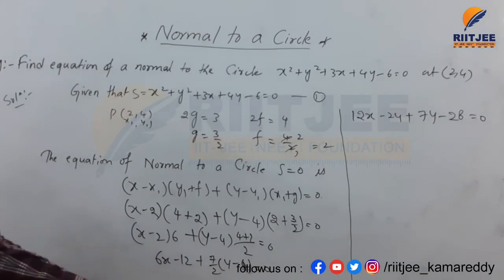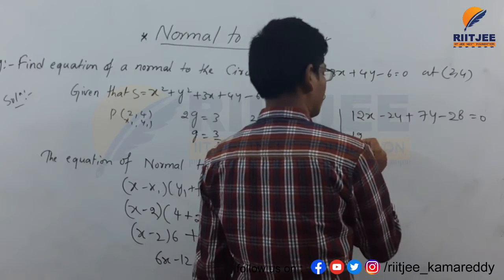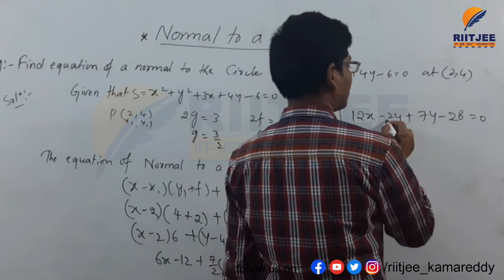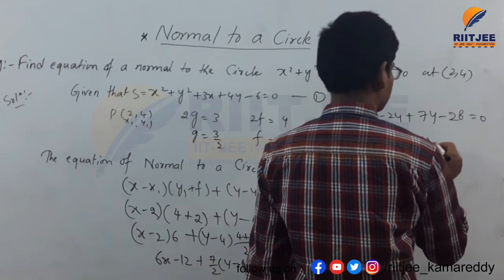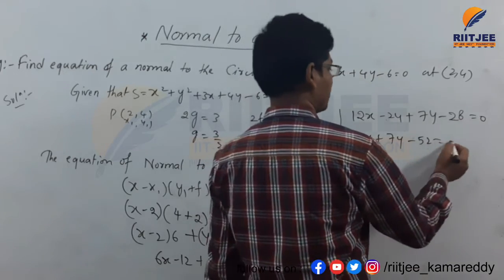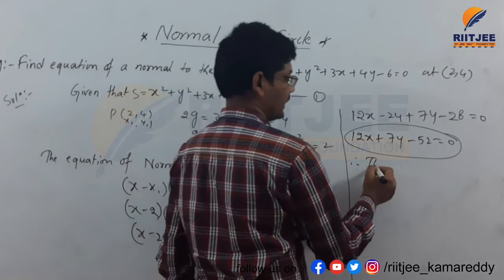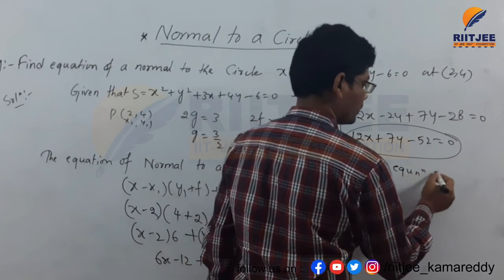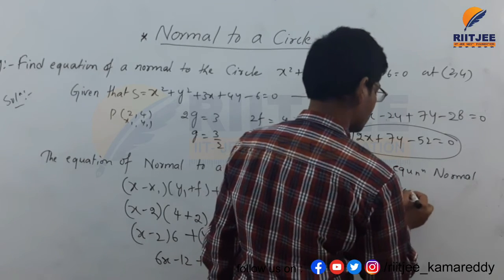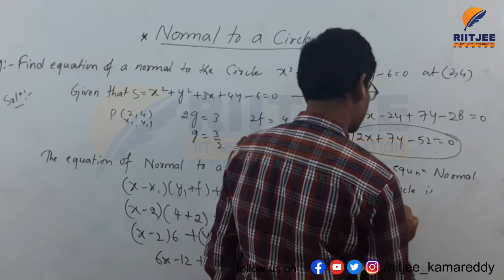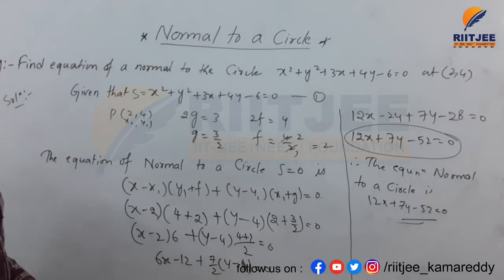Here directly I am taking LCM 2 and sending that 2 to the right hand side, that will become 0 here. 12x plus 7y minus 24 minus 28, that is 52, is equal to 0. Therefore the equation of normal to a circle is 12x plus 7y minus 52 is equal to 0. This is all about normal to a circle.